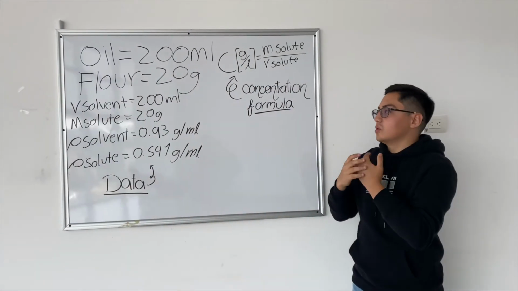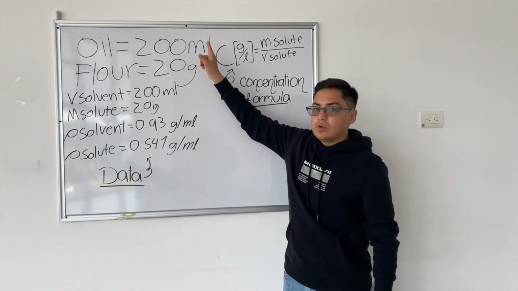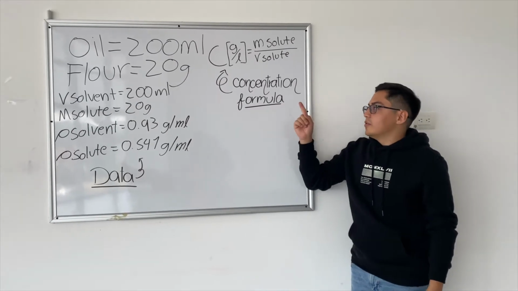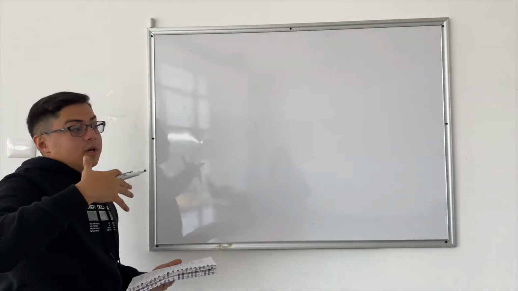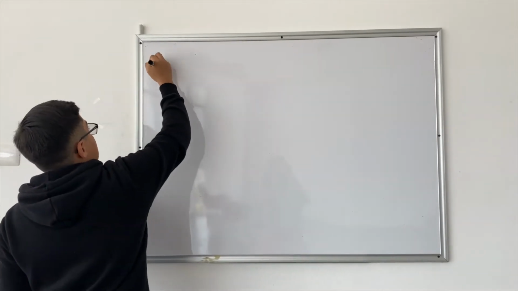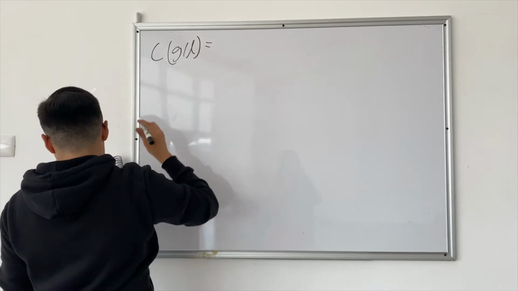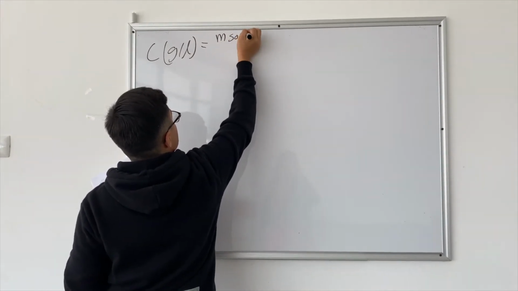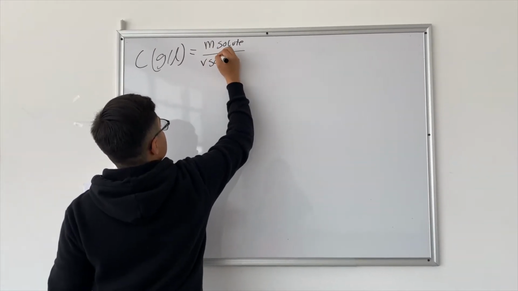So for the first solution, we decided to use oil and flour, which we put 200 milliliters and 20 grams. So in order to make the first concentration formula, we gave all the data. In order to get the answer for the concentration, we need to use the next formula, which is concentration in grams per liter equals mass of the solid over volume of the solution.